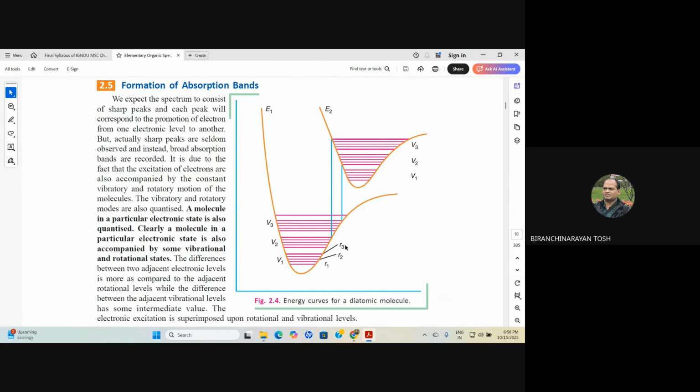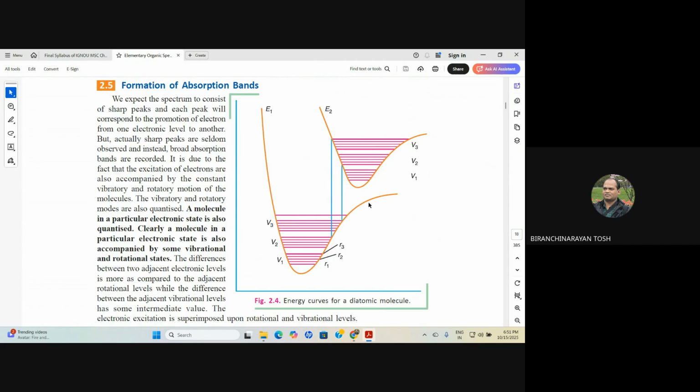Any substance, any particle, these three types of motion will be there. Translational, that means linear motion in any direction, x, y or z axis. Vibrational motion, it will vibrate or oscillate through a mean position. Clear? I think you are clear about this. It will vibrate. And rotation, it will rotate around its own axis.